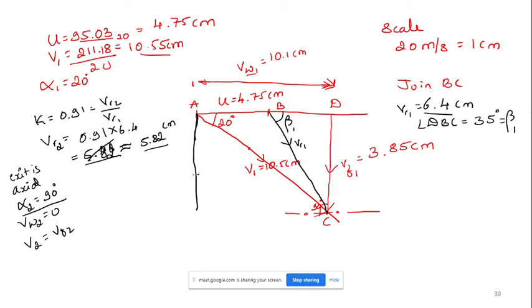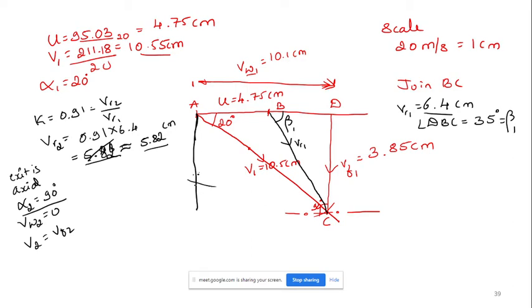Are you guys with me? I don't know whether you are doing it or I should proceed further. Yes, sir. Okay, so measure 5.8 centimeter from point B. From point B, cut an arc on this 90 degree line. Are you understanding this? Are you doing this?